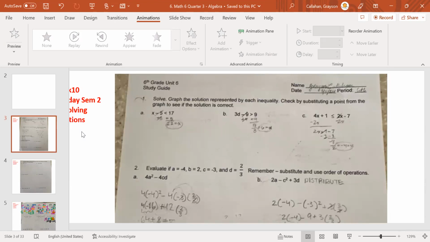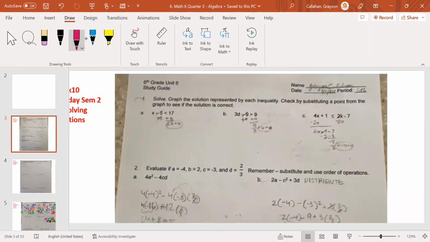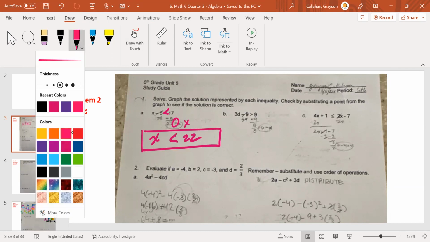All right, so Grayson, let's take a look at number A. So first thing to do, this is an inequality, right? Inequality. You add the 5, x is less than 22. You put an equal sign. That's wrong. You cannot do that. You got to have the less than sign. Do you see that? Yes? Okay. She would have marked you wrong for that. So gotta watch out for it.